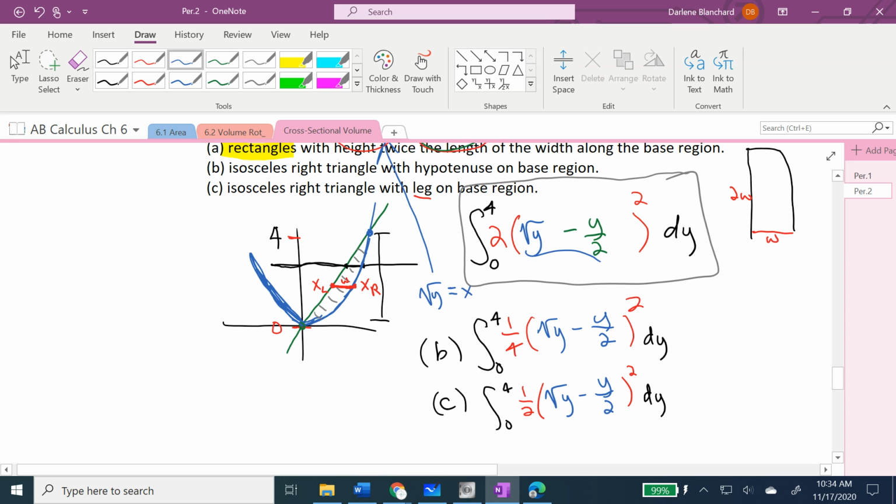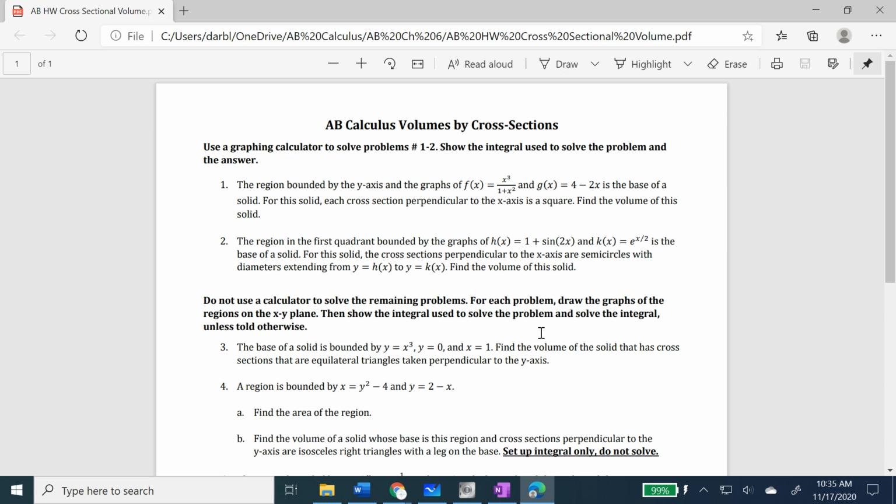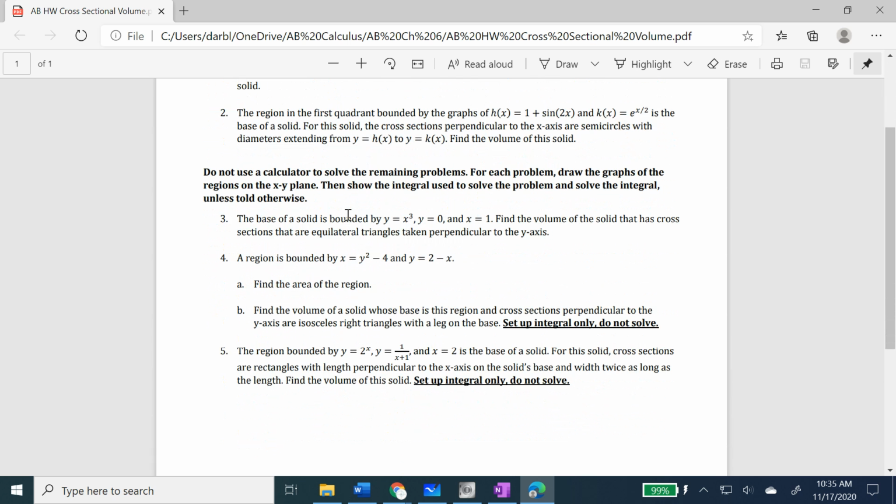And then from there, you can use your calculator or integrate by hand. I want to point out to you the homework problems, and this is videotaped, so if you need to write this down, it'll show you in just a moment, or you can look at that. For your homework assignment, for 1 and 2, you are using a graphing calculator. That means you're going to find the intersection points with your calculator, you're going to solve the integrals with your calculator, all of that. For 3, 4, and 5, you are not going to use a calculator.